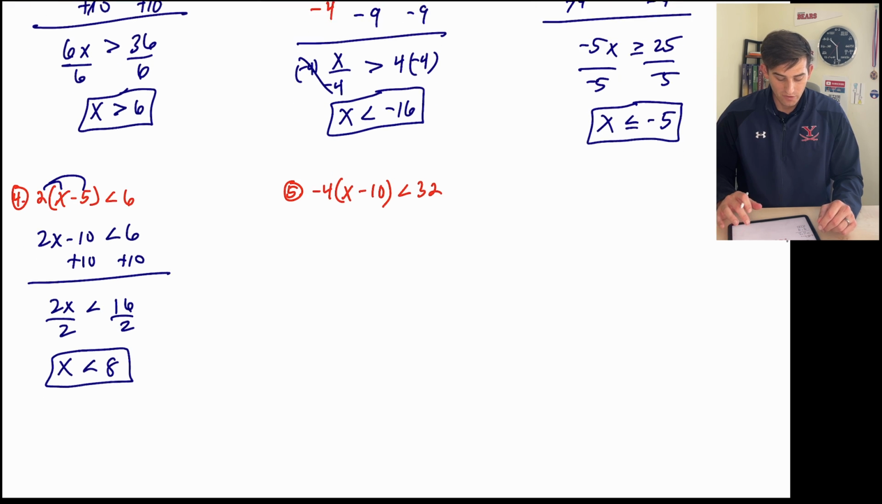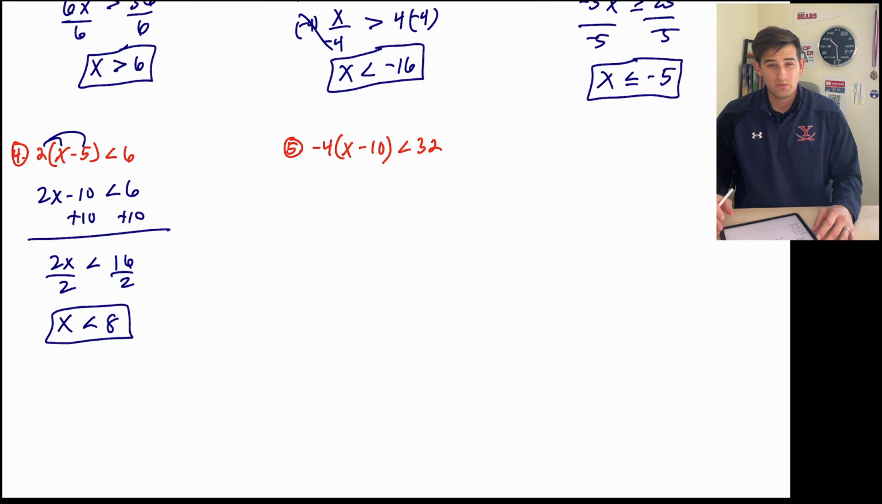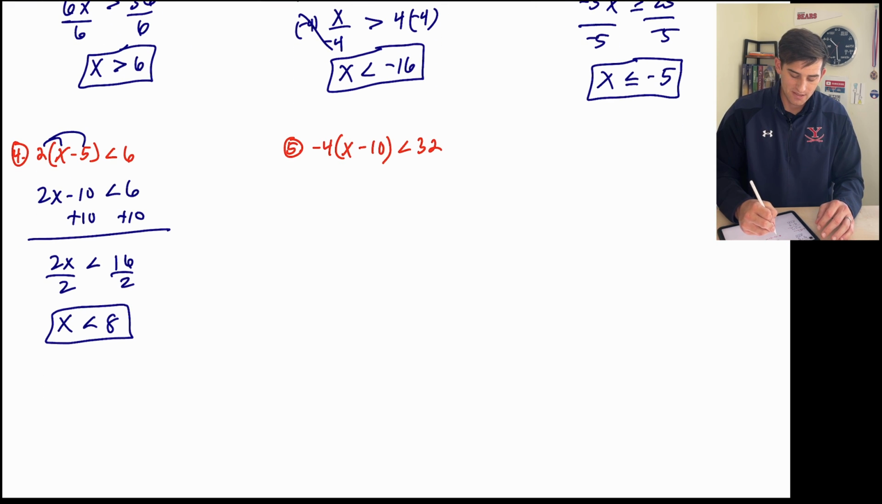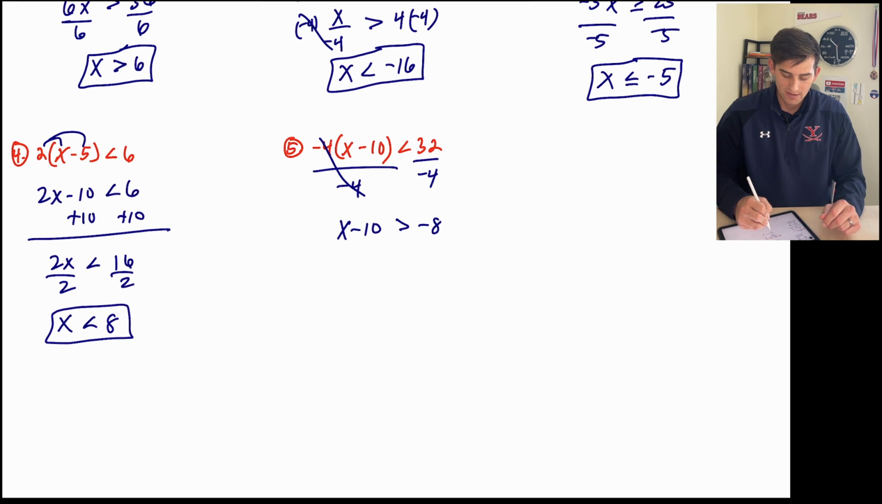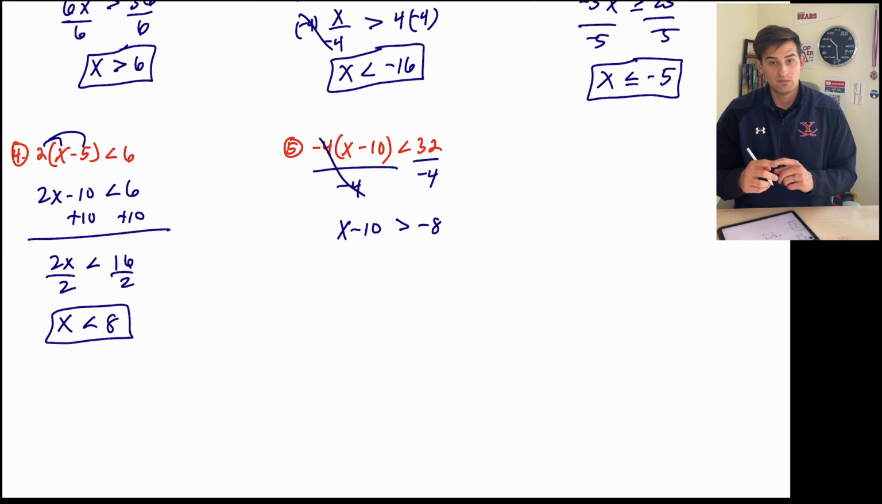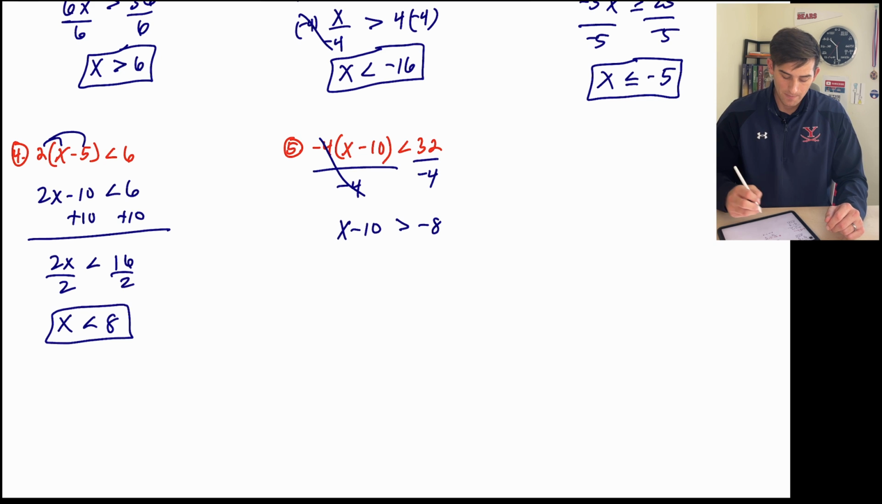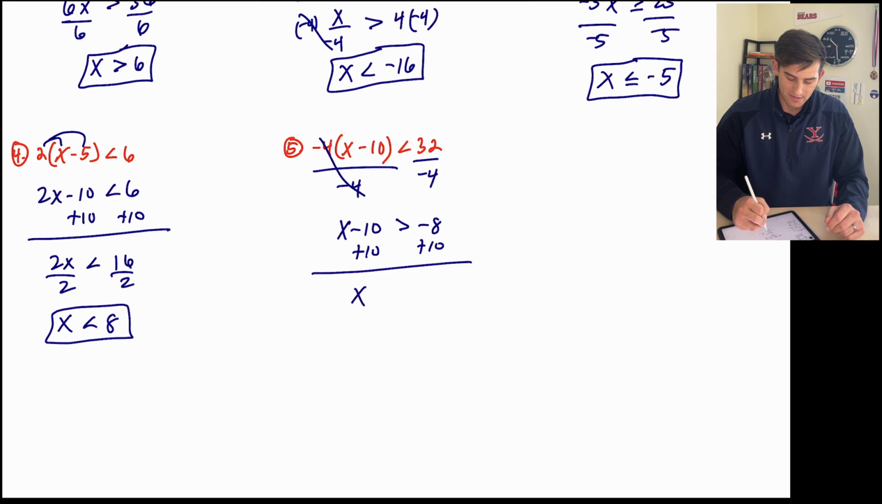All right, so for number 5, I said there is an alternative way that we could do this. So since this is negative 4 times x minus 10, we could actually start off by just dividing by negative 4. So that's going to get rid of that, and now we would have x minus 10 is greater than negative 8. Okay, notice I switched my inequality symbol there because we did divide by a negative. Now let's add 10 to both sides, and we get x is greater than 2.